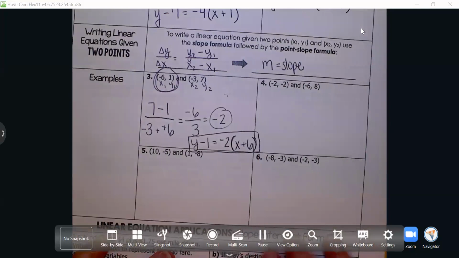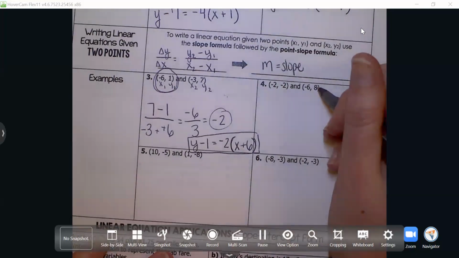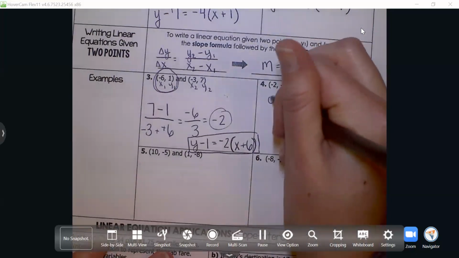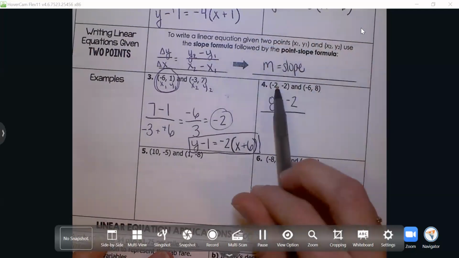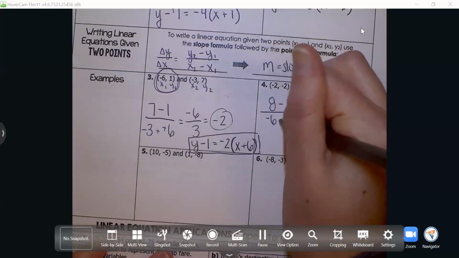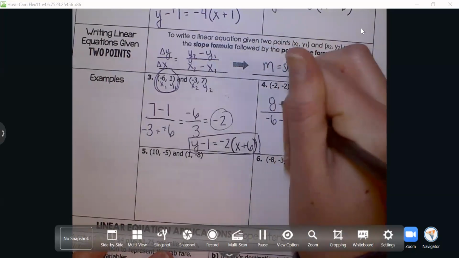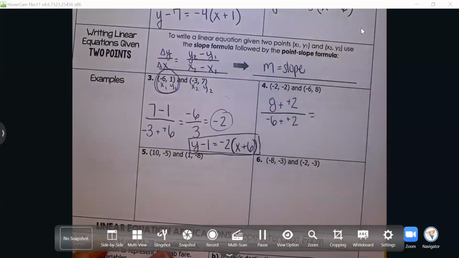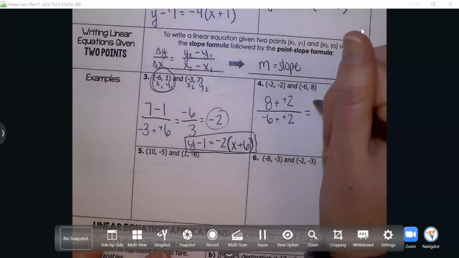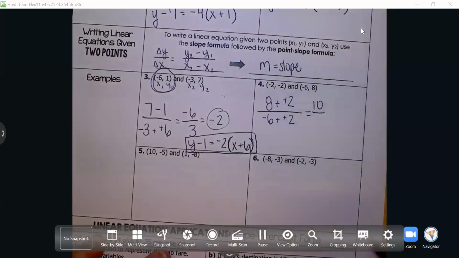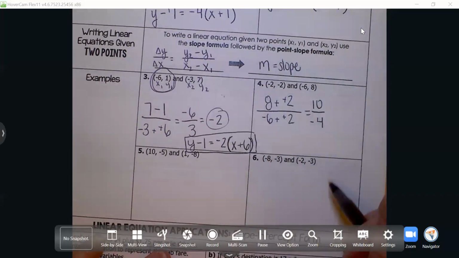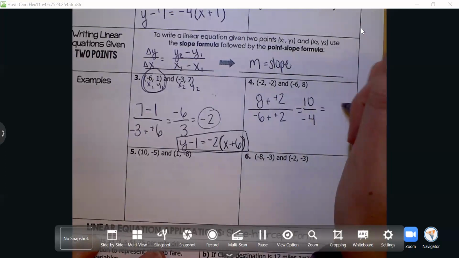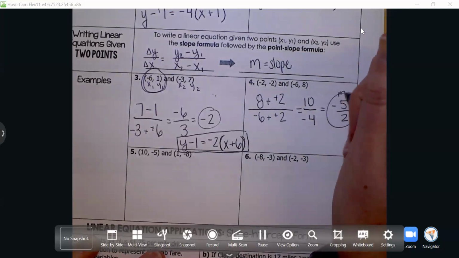Let's do that one more time. I'm going to take 8 minus -2 on the top of my fraction, -6 minus -2 on the bottom of my fraction. Both of these double negatives, I'm going to change them to plus positives. So I got 10 over -4. I can reduce it down to -5 over 2 as my slope.